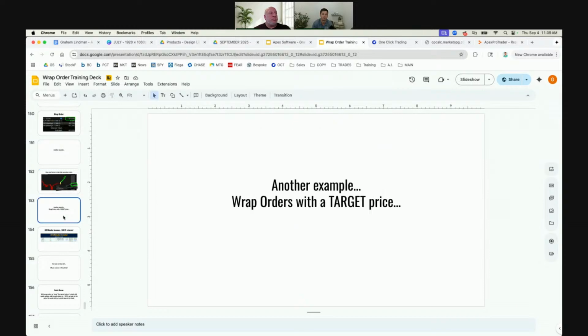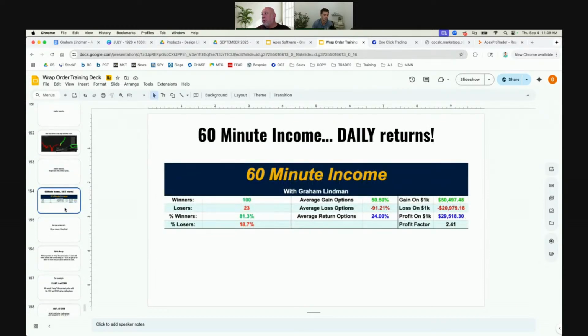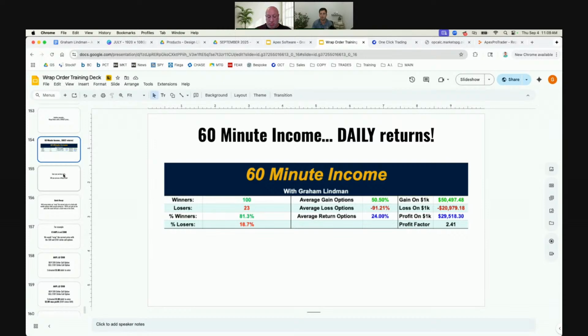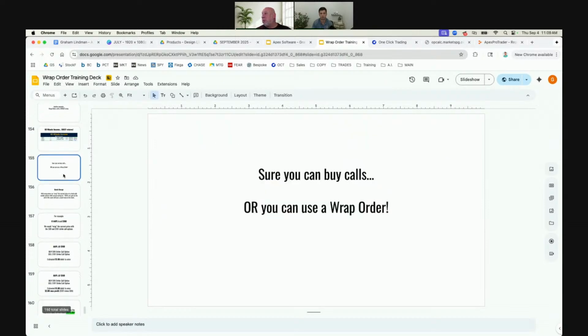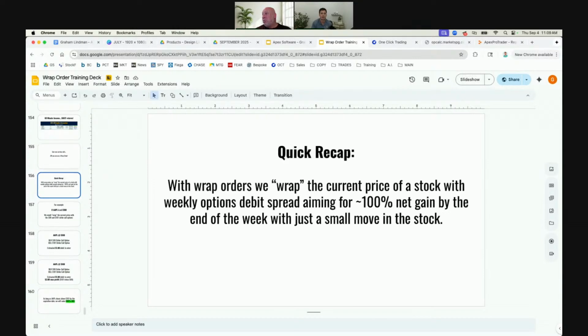Awesome result. Another one, 60-minute income. This is our daily trade. So I use 0DTE options. This one actually has a target, which we didn't have time to cover today. But again, it's all from this foundational understanding of what a wrap order is, how it works, and how to apply it to your trading. So yes, you can buy calls, you can buy puts, or you could use a wrap order. That's what I like to do.